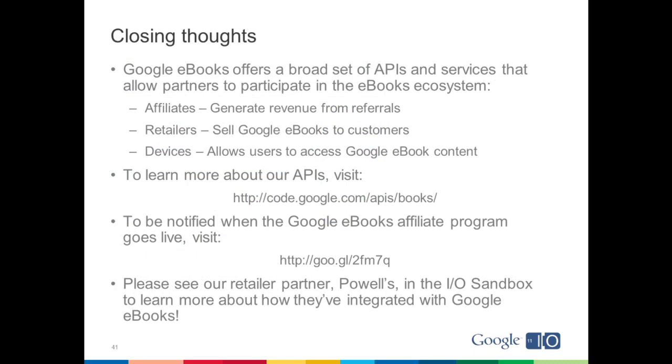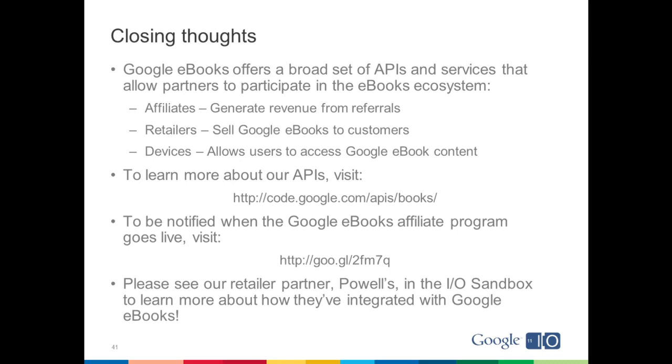So with that, I wanted to close with a few thoughts. The first is that Google eBooks offers a broad set of APIs and services that not only enable our users to read books, but allow partners to participate in the digital ebook ecosystem. So what does participate mean? For affiliates, it means they can earn money by referring customers to Google eBooks. For retailers, it means they can make money by selling Google eBooks to their customers. And for devices, it means that they can add value to their device by integrating with Google eBooks and giving their users access to rich content.